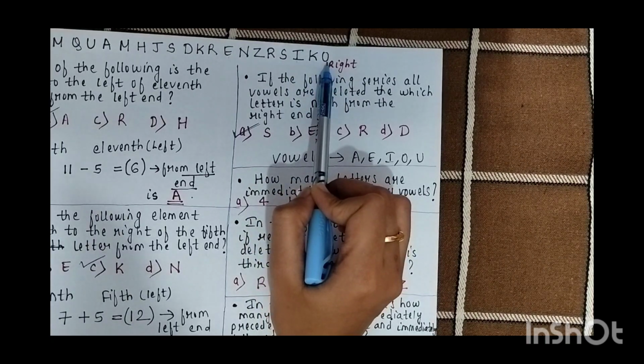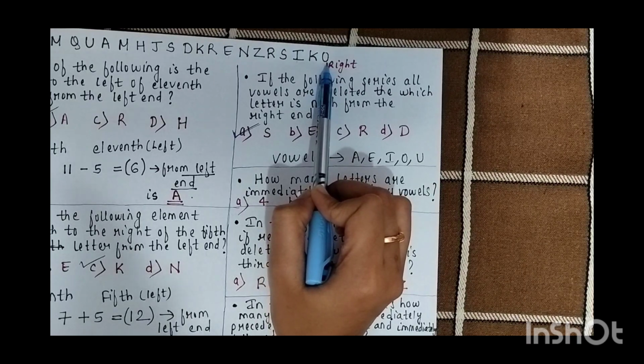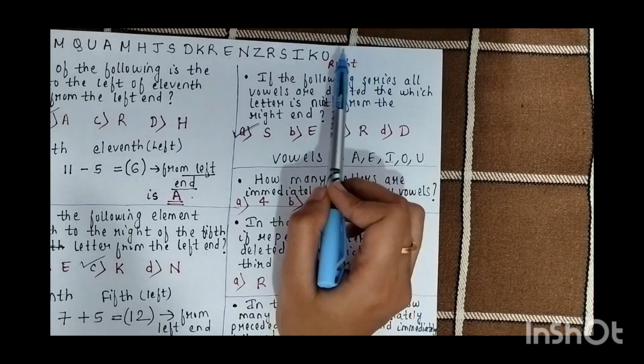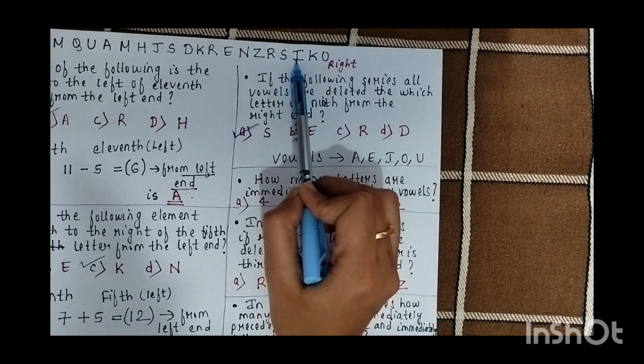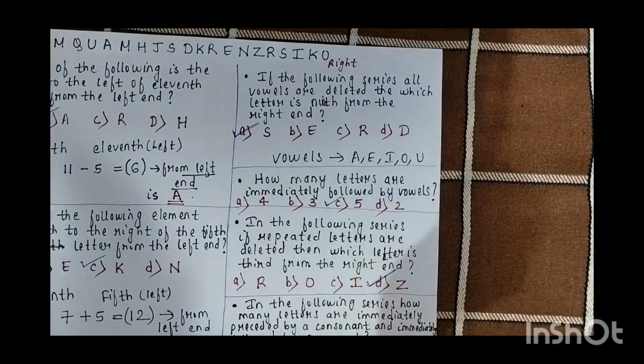Now see, is O repeated in the series? No. So we can consider that. Check if K is repeated in the series. Yes, K is repeated in the series, so you need to delete that in the mind. So this is 1. This is deleted. Is I repeated in the series? No. So consider that as the second one.